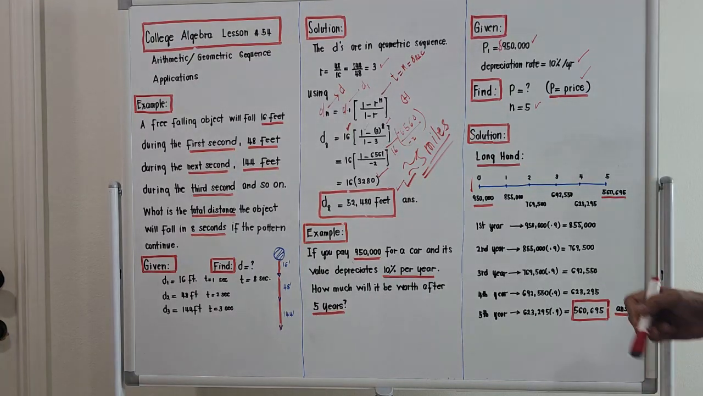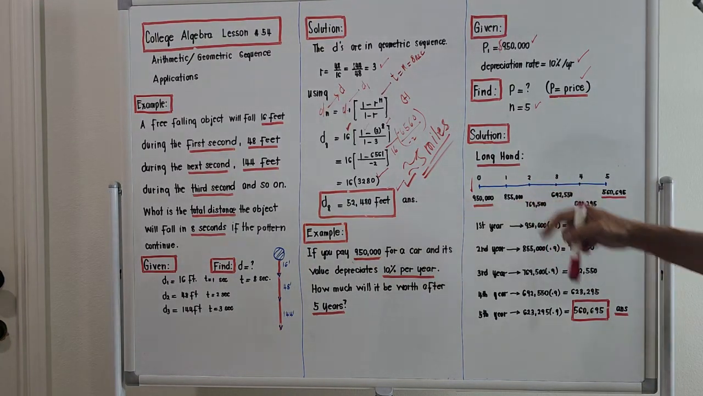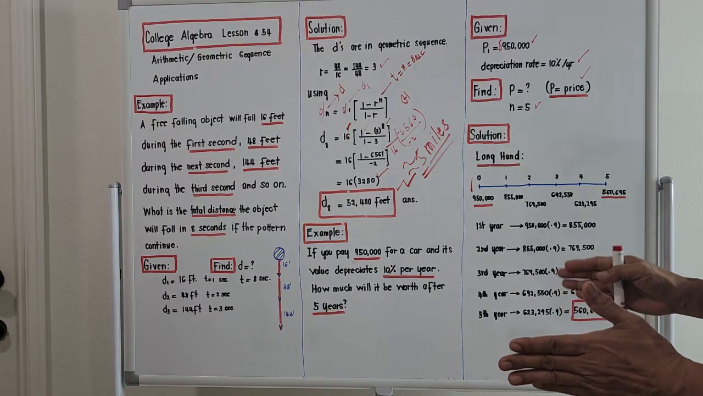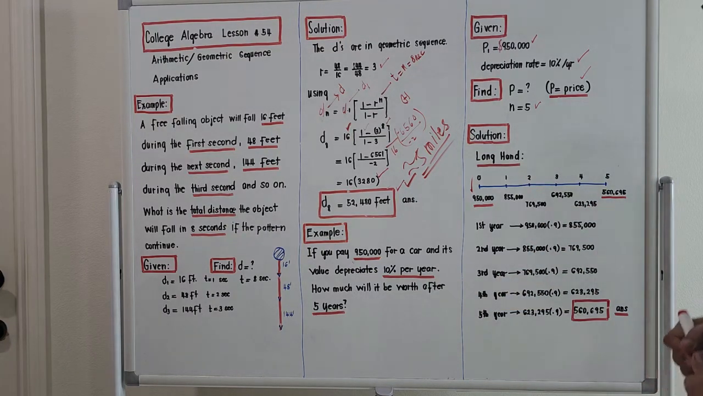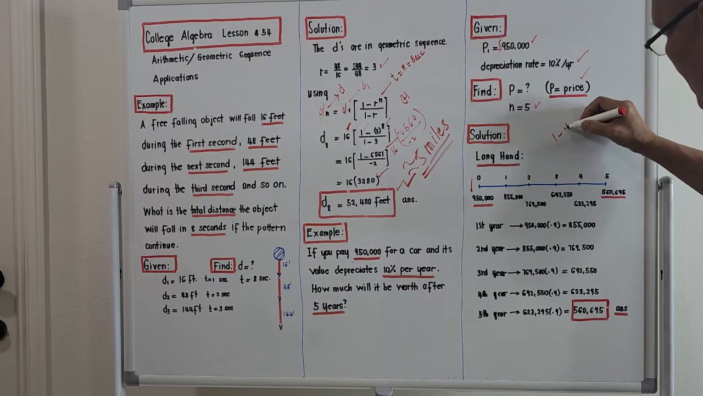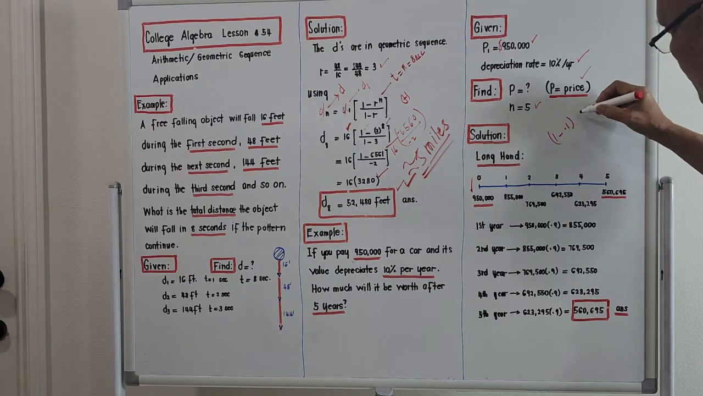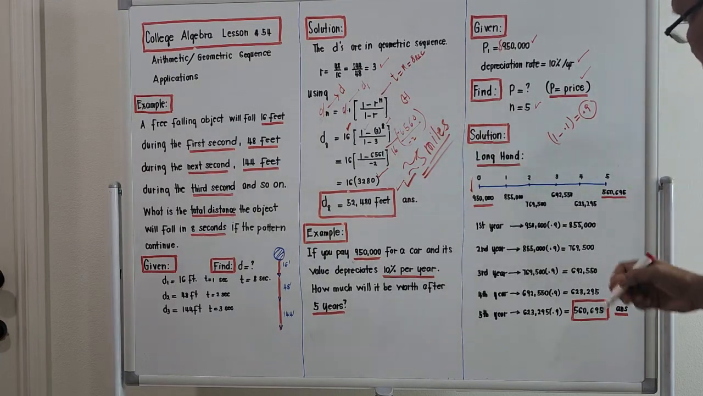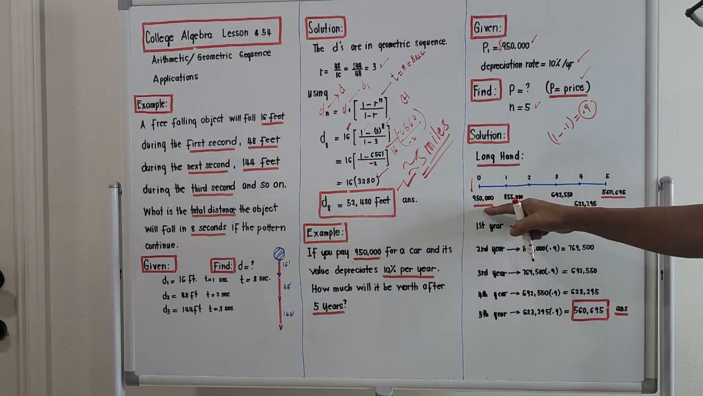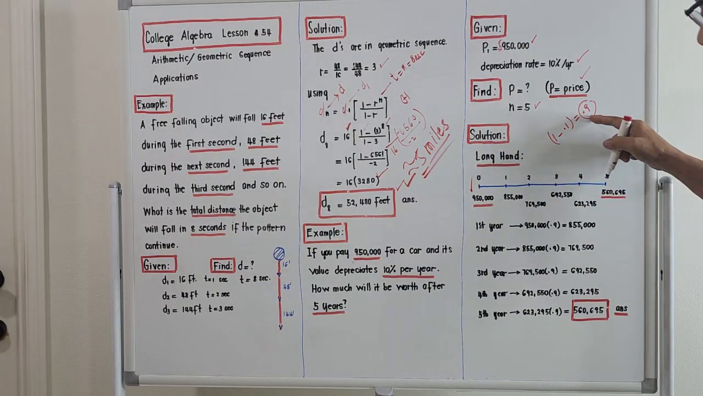Okay? After 1 year, what will be the value? The problem says the rate of depreciation is 10% per year. So 100% is actually 1, minus 10% is 0.1. And 1 minus 0.1 is actually 0.9. So meaning to say, on the second year, this 950,000 will be reduced to 90% value.